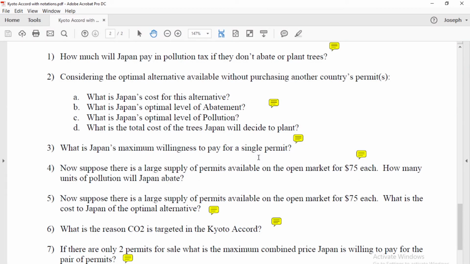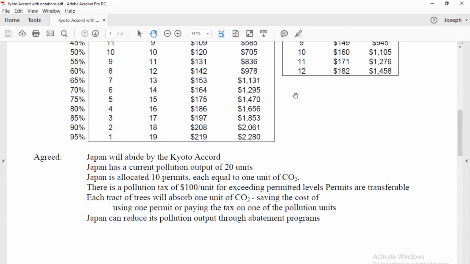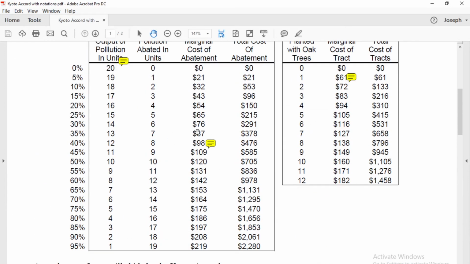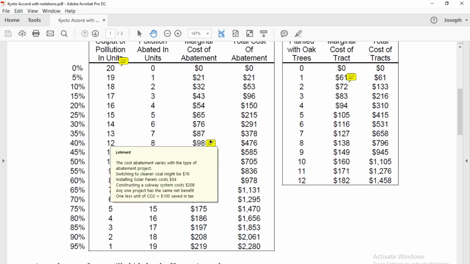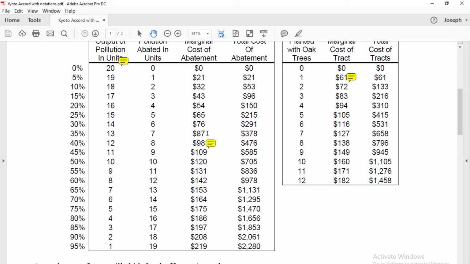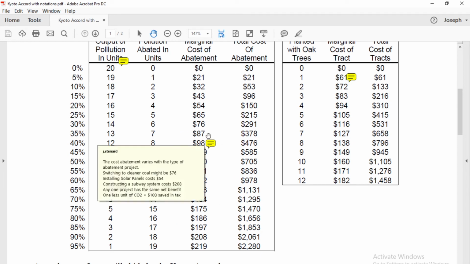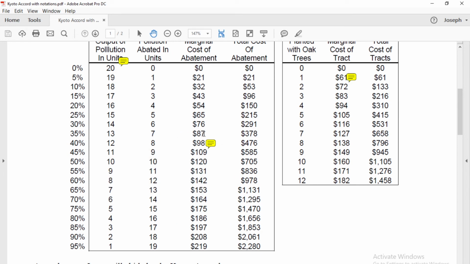So you'd think that the answer would be they are willing to pay up to $100, to avoid having to pay $100 tax. But since the most expensive thing that Japan is doing is either the seventh abatement for $87 or the third tree for $83, right? If they were to buy a permit from another country, what they'd be doing is avoiding having to plant this or do this seventh abatement. And therefore, they're willing to buy a permit for up to $87.